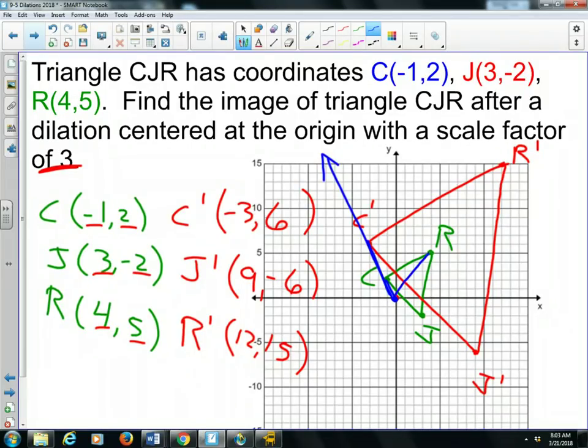Here's R and R prime. They're going to be on the same ray. Here's J and here's J prime. Each prime letter is 3 times further away from the origin as its preimage is.